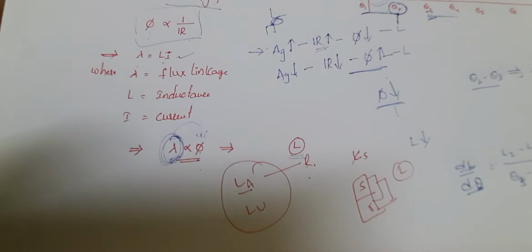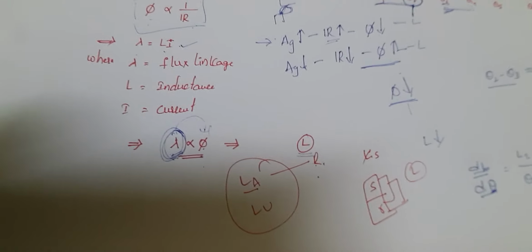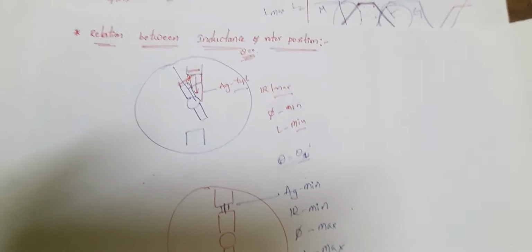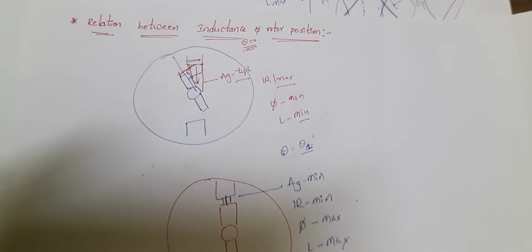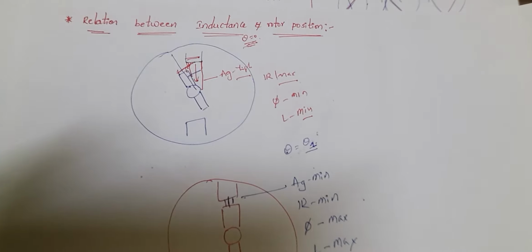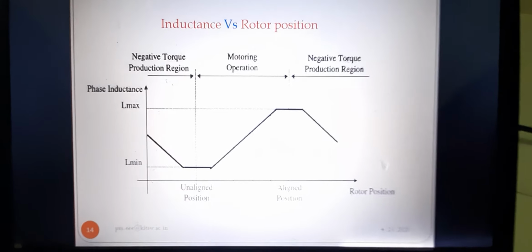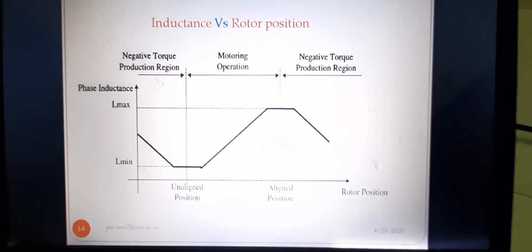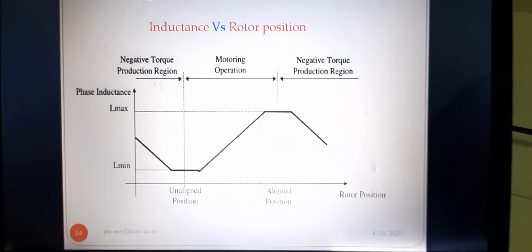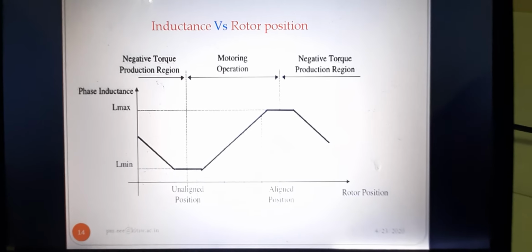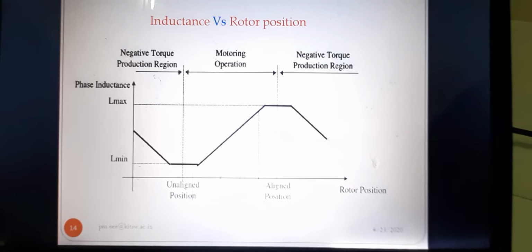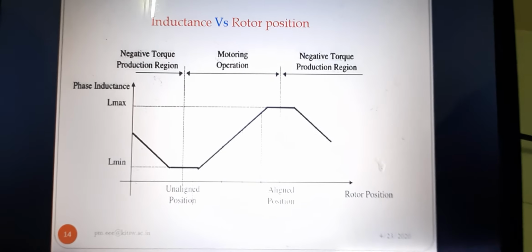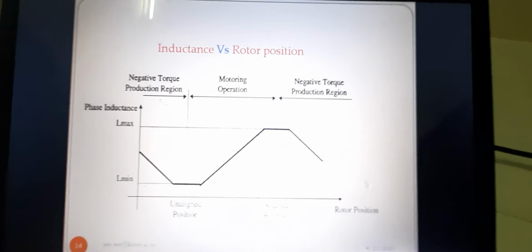It is the relation between inductance and rotor position. Here I am showing inductance versus rotor position. We have just discussed how the inductance varies as the rotor position changes. The characteristics of inductance with respect to rotor position clearly show the aligned and unaligned areas.